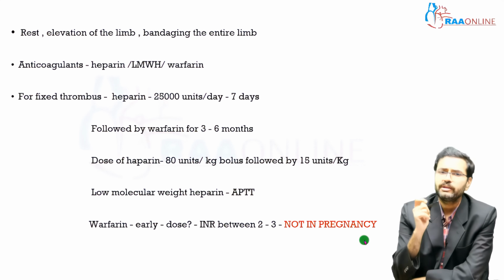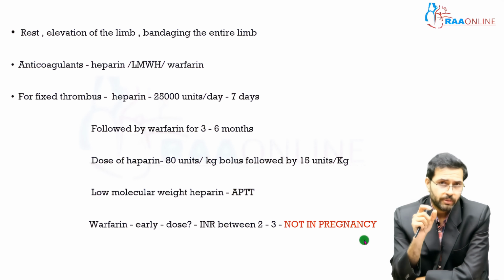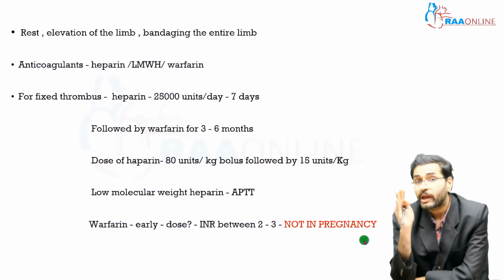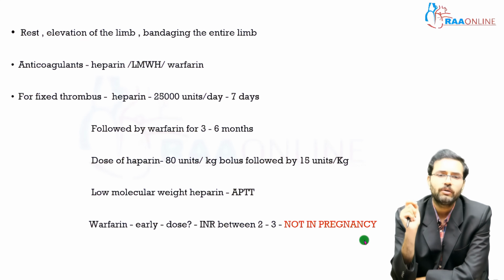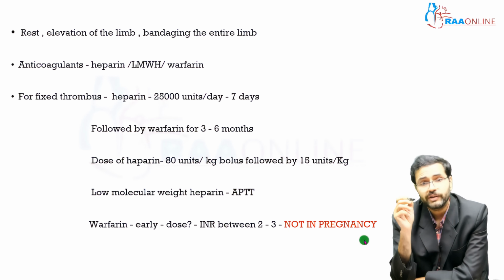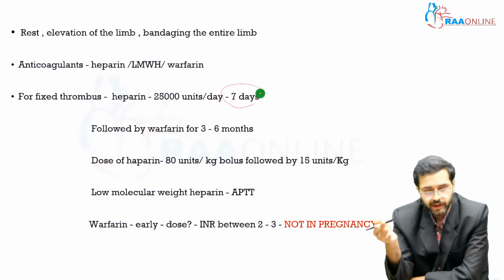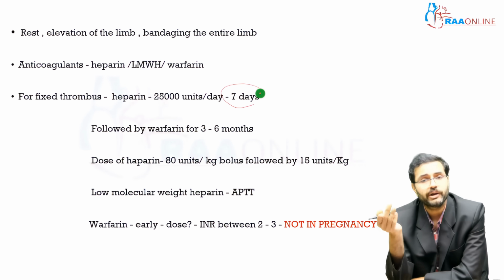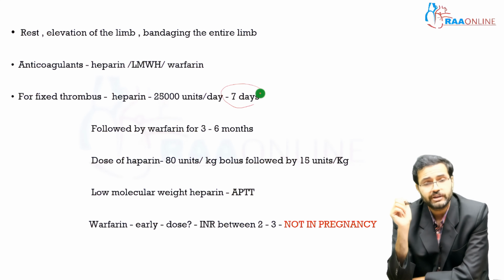Commonly used anticoagulants are heparin, low molecular weight heparin, and warfarin. With regard to a thrombus, it can be either a fixed thrombus or a mobile thrombus. When you have a fixed thrombus, the treatment would involve provision of drugs, for example heparin, at a dosage of 25,000 international units per day for 7 days. After 7 days, the patient is shifted over to warfarin, which has to be continued for a period of 3 to 6 months.